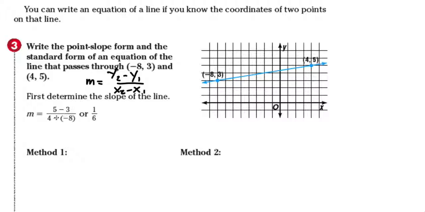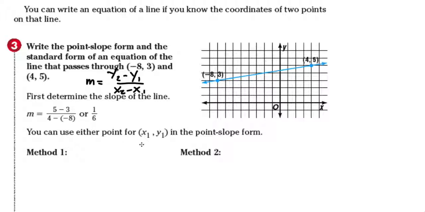We're using negative 8, 3 as our x sub 1, y sub 1. So we have 5 minus 3 all over 4 minus negative 8, or our slope would be 1/6. Our slope, okay, is 1/6.